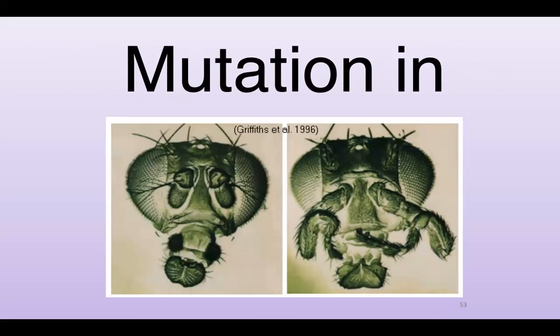Okay, so this is obviously a mutation in a homeobox. Here you have a normal fly head. This is what I mean by compound eye. You see every single dot here. Each of those dots is a lens, and each lens is going to have an electric signal to the brain, which will form its own image.